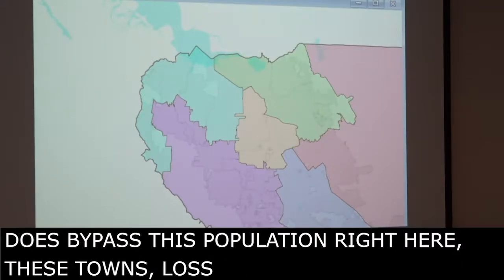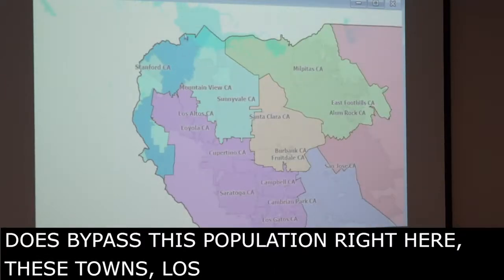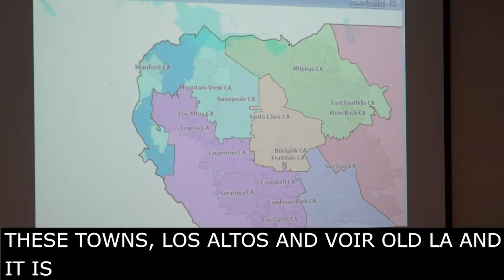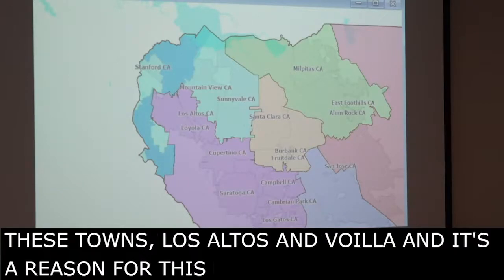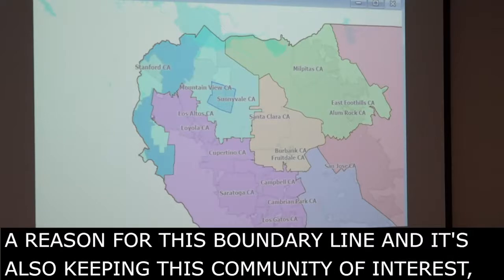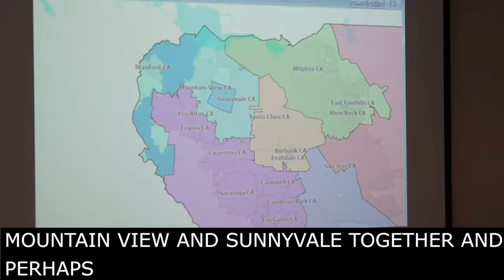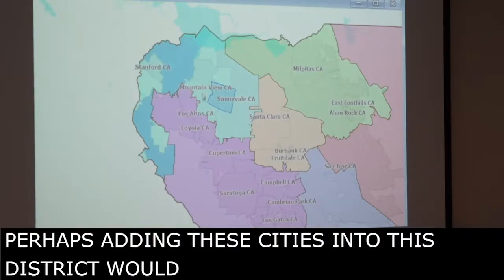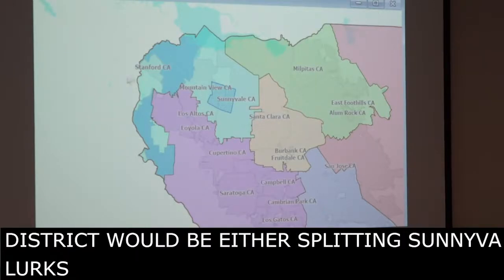However, I also would like to point out that it is keeping the town of Palo Alto together. So that is a reason for this boundary line. And it's also keeping this community of interest, Mountain View and Sunnyvale, together, where perhaps adding these cities into this district would be either splitting Sunnyvale or Mountain View and potentially also splitting this community of interest.